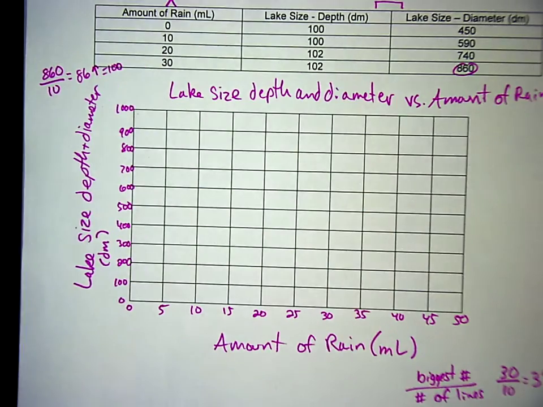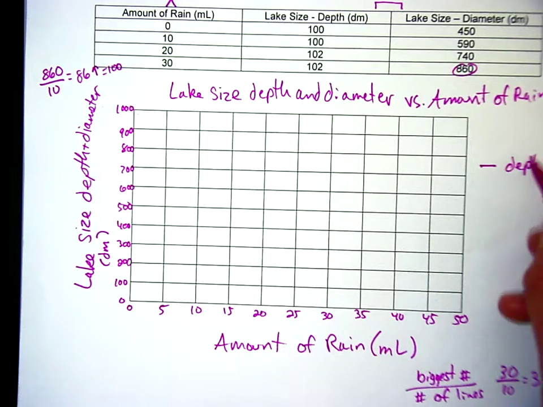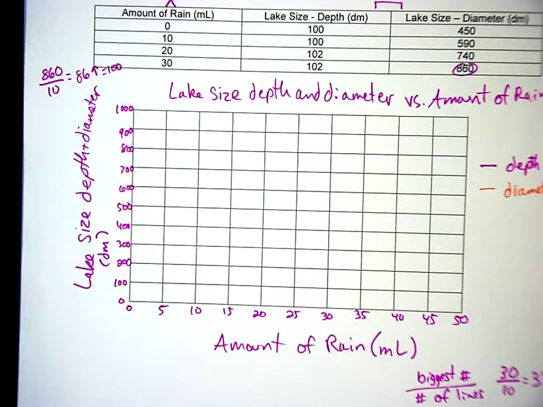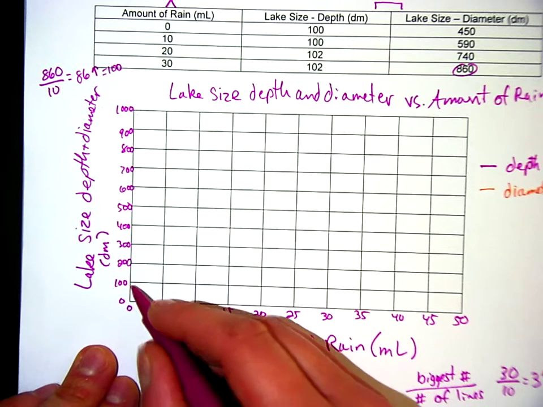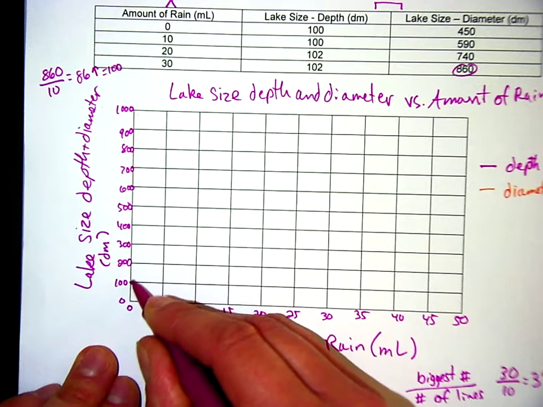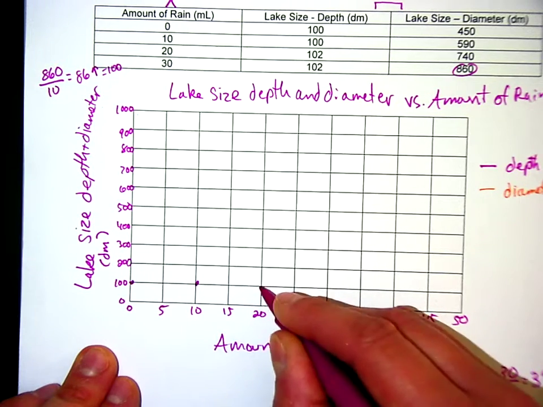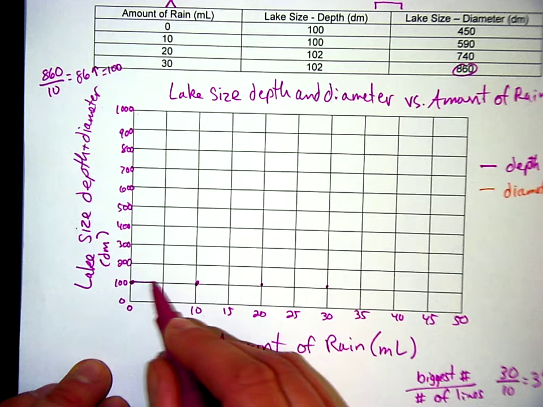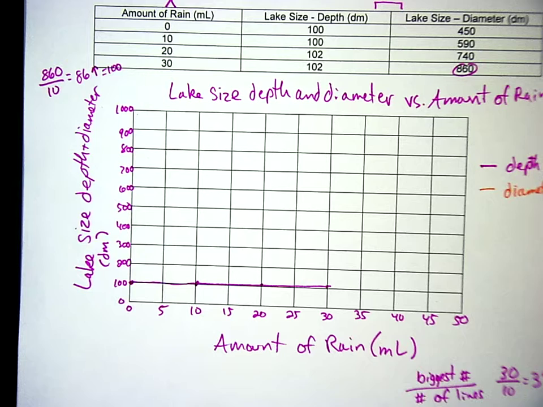What's left to do is to make the lines. I'll make my depth pink, and then I'll make the diameter orange. For the depth, we'll end up with 100, 100, 120, a little over, it's almost pretty much the same. So the depth stayed pretty much the same throughout, no matter how much rain we had.